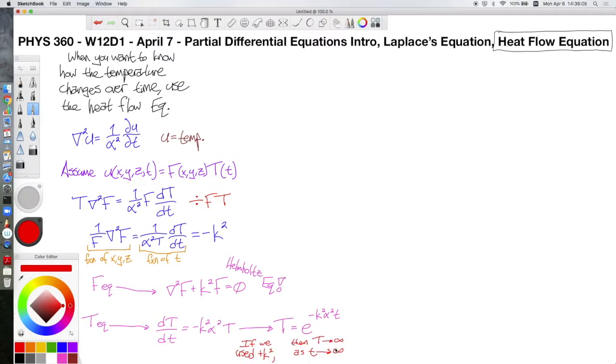And we don't expect the temperature of this, whatever object we're considering, to become infinity over time. We expect it to eventually work its way back down towards 0 of whatever temperature scale we're using. So we definitely needed a negative separation constant here. So this is kind of the basics of everything that we have.